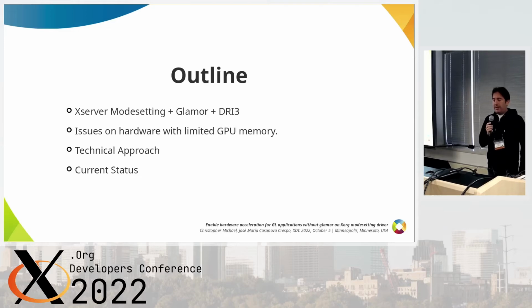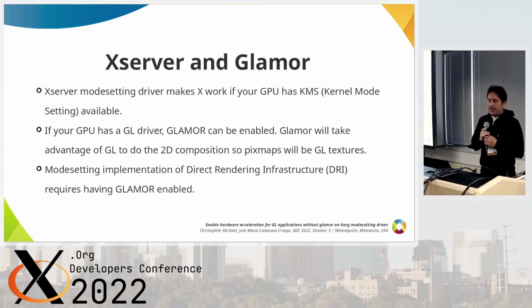Then we analyze the issues we have on hardware with limited GPU. It is the case of the devices from Raspberry Pi 1 to 3. We explain the technical approach that we tried in order to solve that, and the current status of this work. So a brief introduction is mainly about how the X server works.